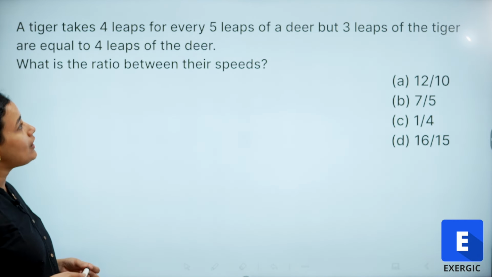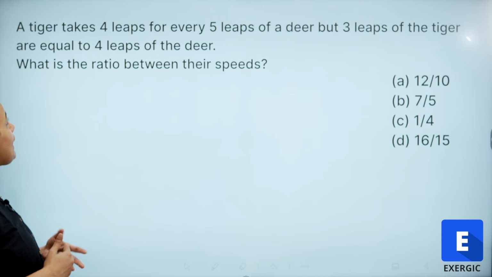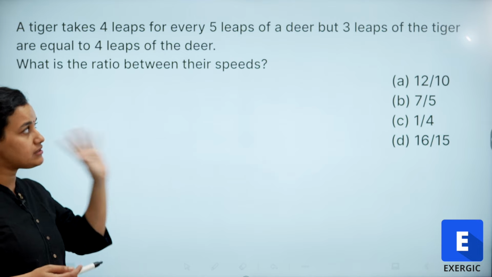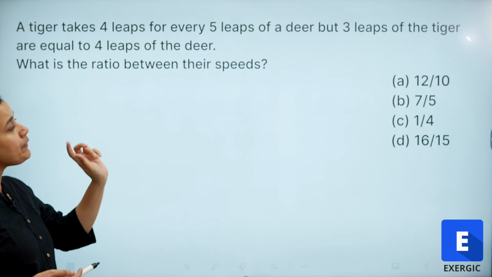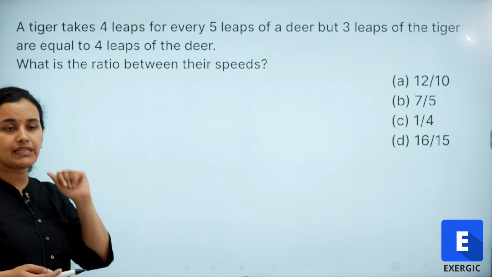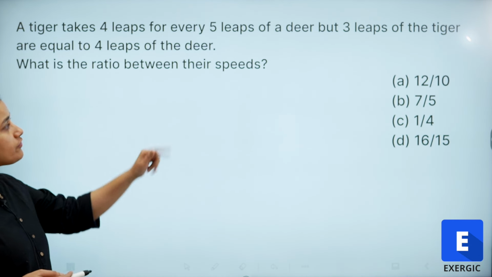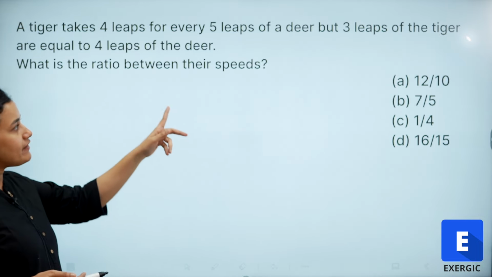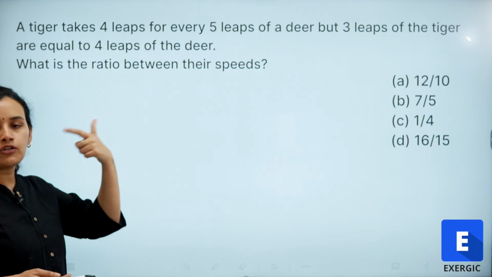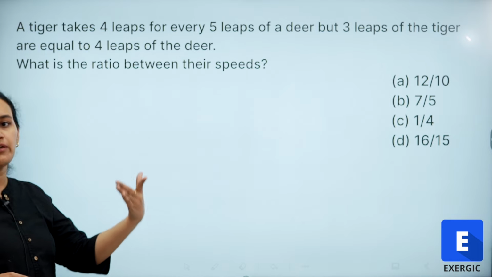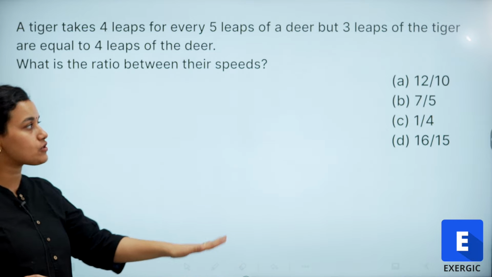Okay, so we have got a tiger and a deer, and a tiger takes 4 leaps for every 5 leaps of a deer. This is the first information given. But 3 leaps of the tiger is equal to 4 leaps of the deer. This is the second information given. We want to find out the ratio between their speeds, right? So the ratio between speeds is equal to the ratio of the distances if the time is constant. Speed ratio equals distance ratio when the time is constant.